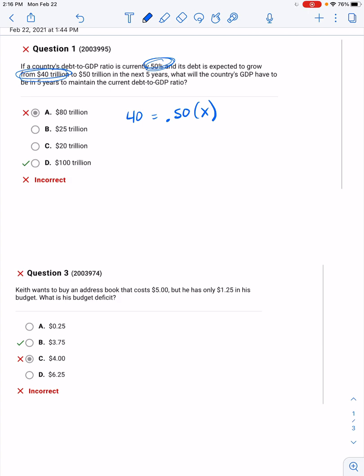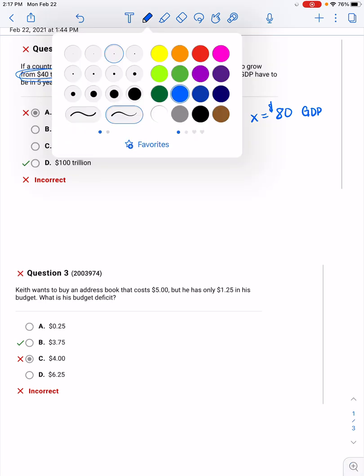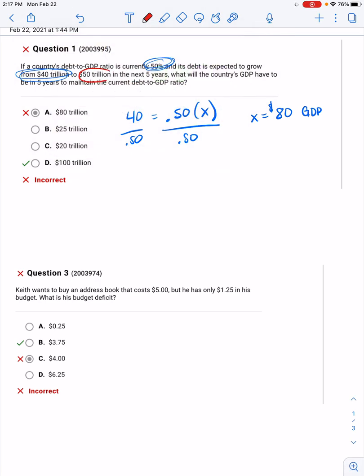Okay, so you can think of it like 40 is 50% of what, or 40 is half of what number. So to solve it algebraically, we would just divide by 0.50, and here you get x equals 80. So that would be $80 trillion is the current GDP. So this is $80 trillion, and I'm just going to say gross domestic product. That's current, okay? So what they want to know is in 5 years, when the debt is $50 trillion, what's the actual gross domestic product?